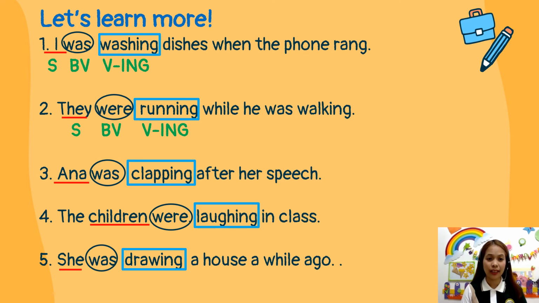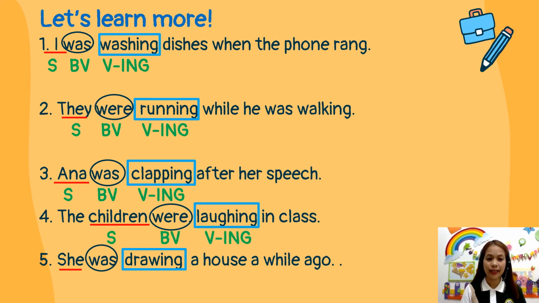they were running while he was walking. Two actions at the same time. So your subject is they and your be verb is were. Running is your verb ing. Okay? Number 3, Anna was clapping after her speech. Your subject is Anna, so your be verb is singular, was. Clapping is your verb ing.